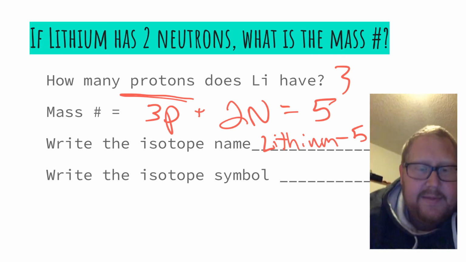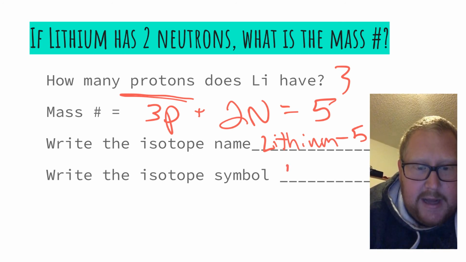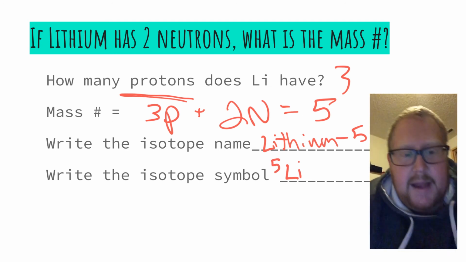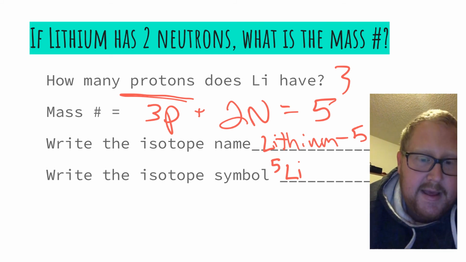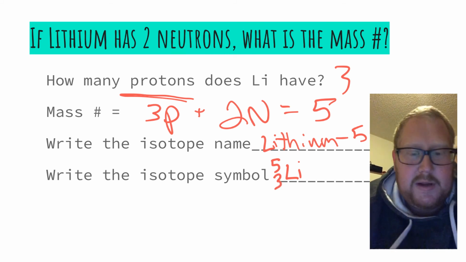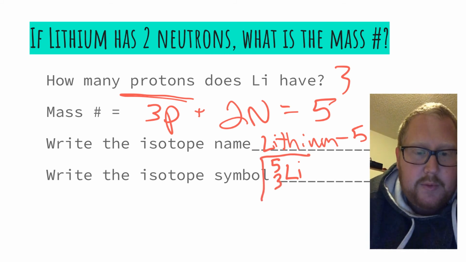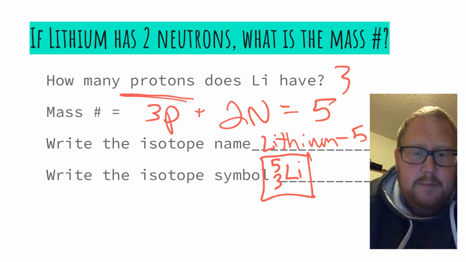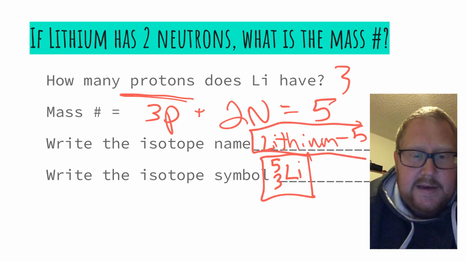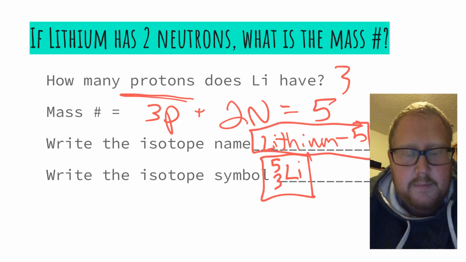If you want to write it in the symbol form, you're going to see it most commonly written like this: lithium with a mass of 5. And sometimes you see it, sometimes you don't. I want us to include it. You're going to put the number of protons down there. So this is what I would write for the isotope symbol. You don't have to put a box around it, but I'm just trying to make it clear. So that's the symbol, and here is the naming convention. Both are used just in different scenarios.